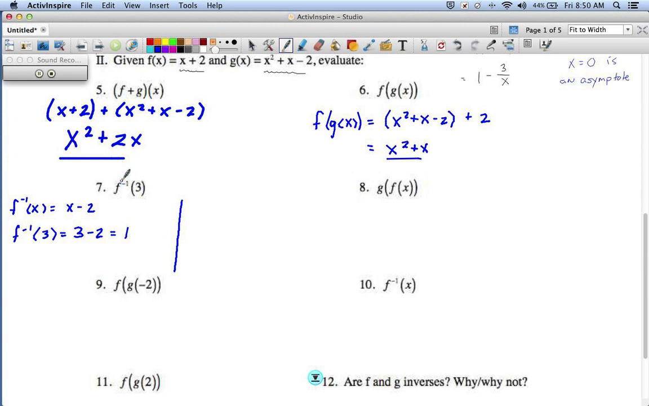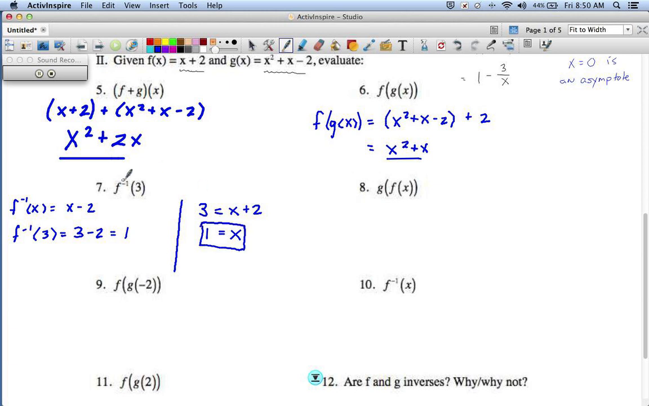Your other option is f inverse of x. Well, if we switch x's and y's, I could simply take this x value and plug it in for y. So I could say 3 equals x plus 2, which means x equals 1. Well, in the grand scheme, if we're switching x and y, I said this was y, which means my x is really my answer.